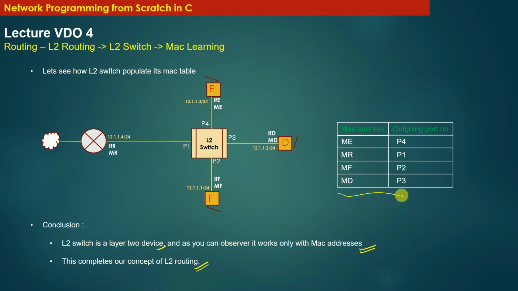So here in this diagram, I have shown you the fully populated MAC address table of an L2 switch. And you can see it contains the mapping between the MAC address and the outgoing port of the machine. For example, the MAC address ME of the machine E, and the machine E is behind the port P4. This entry was made when E had sent any type of packet to the L2 switch. Whenever the L2 switch had received any type of packet generated by the machine E, it must have made an entry into its MAC table.